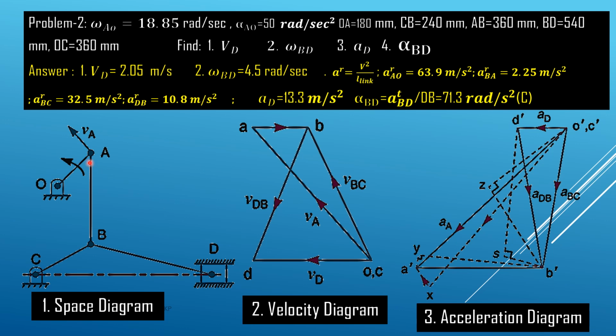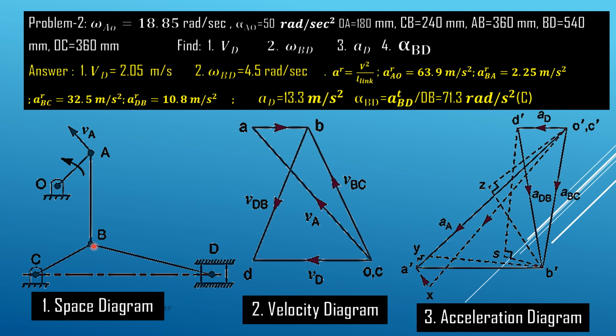The tangential component will be perpendicular to AO, or perpendicular to O dash x. This also we know because we know the value of alpha and the length of the link AO. So the tangential component is nothing but alpha into the length of the link. So from x, we draw a line perpendicular to O dash x, and this is that line. So we are reaching the point A dash. We join A dash with O dash, so this gives the absolute acceleration of A with respect to point O, or this is AA. After reaching point A, then we reach point B.